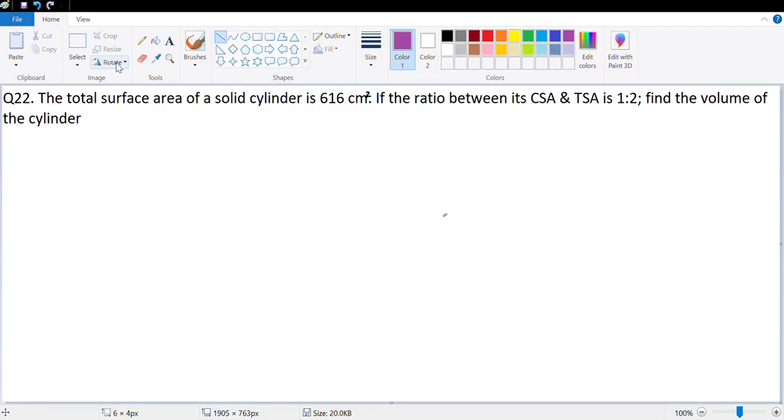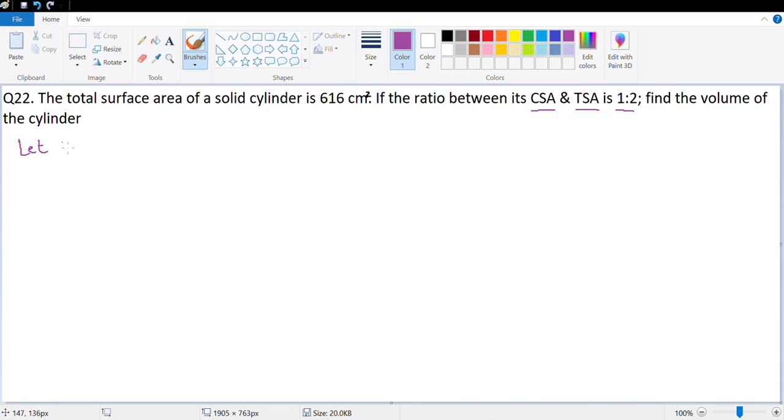Let's look at the next question. The next question that we do is question number 22. Question number 22 says the total surface area of a solid cylinder is 616 centimeter square, and the ratio between curved surface area and total surface area is 1:2. Find the volume of the cylinder.